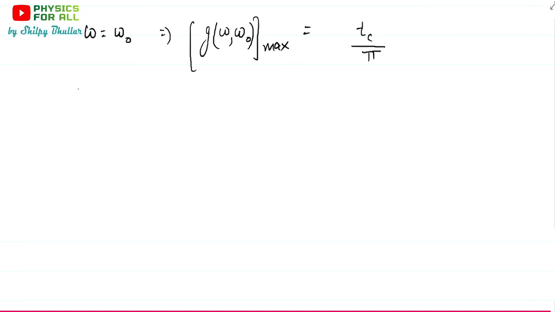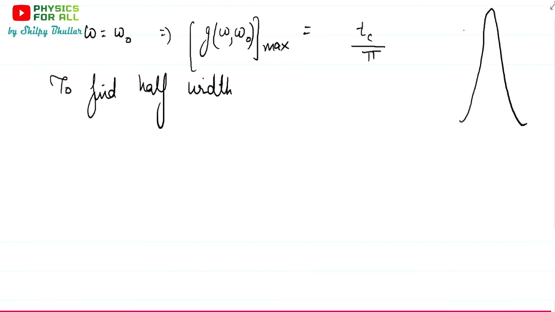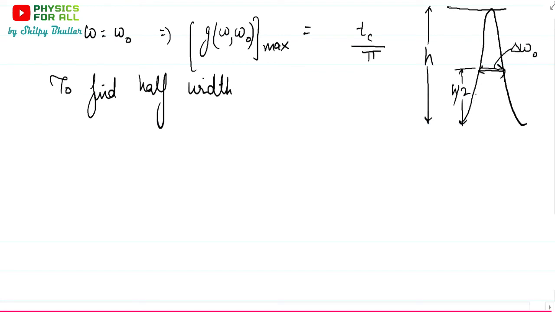And now to find half width. For half width, that means we are talking about half the height of the peak. And we usually measure the spread at that portion. So if this is the maximum height, this is h, we usually measure this, which is h by 2. And this is the quantity which gives us the line spread. This is also known as FWHM, that is full width at half maximum.